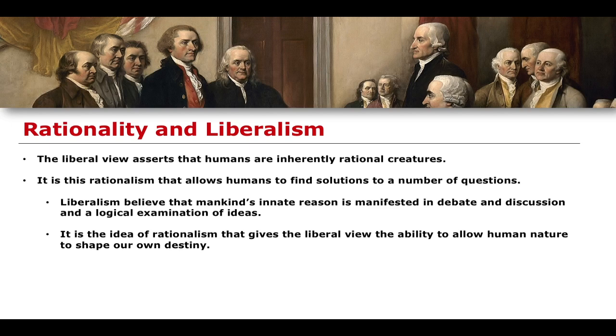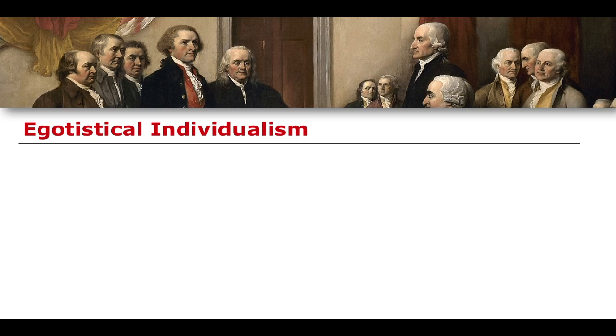It is this idea of rationalism that gives the liberal view the ability to allow human nature to shape our own destiny. You can connect this to ideas related to predeterminism and free will, and to the extent to which determinism is a better understanding of our metaphysical conceptions of free will and free rational choice. And then finally, we have this very interesting conceptualization, one that the classical liberals definitely adhere to in terms of their understandings of human nature, but that is less adhered to as time goes on when we look at some more modern political philosophies of liberalism.